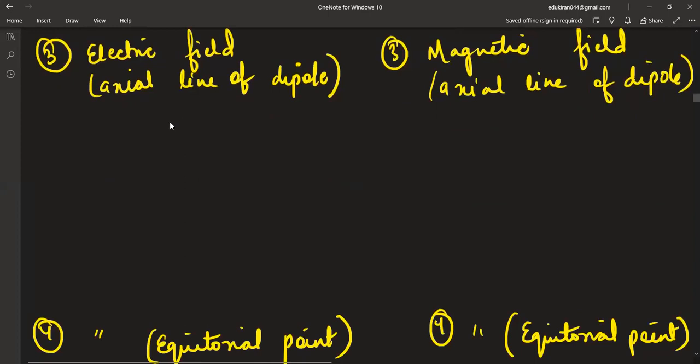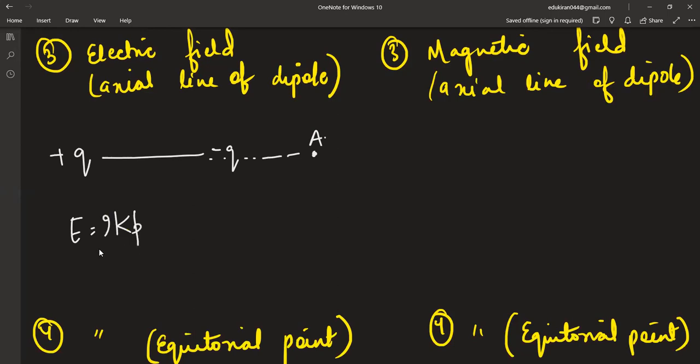Then the electric field we studied across the axial line and equatorial line. This we have studied: if you extend the axis and take a point, the electric field was, here you had calculated it as Kp, 2Kp by R cube, right? Which meant 2P by 4 pi epsilon naught R cube.